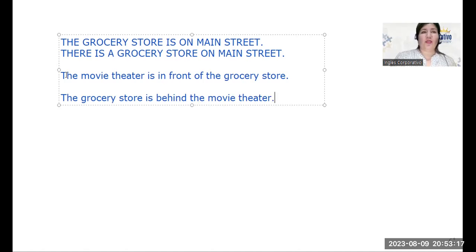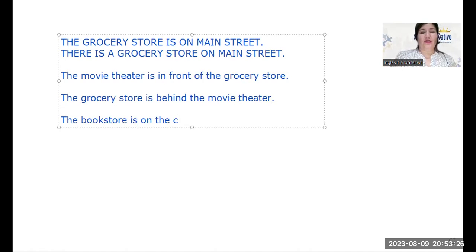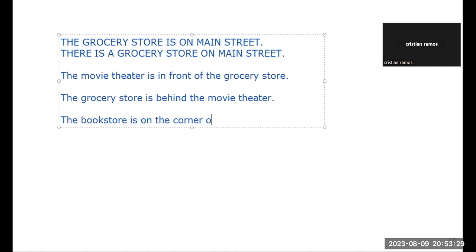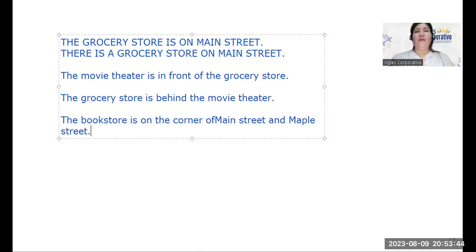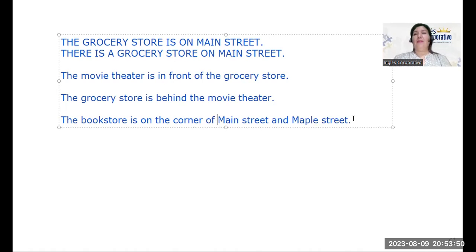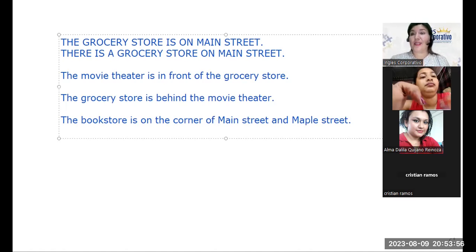On the corner. ¿Cómo hacemos una on the corner? Y ahí ocupamos las dos calles. So you say, the bookstore is on the corner of Main Street and Maple Street. Ahí no tenían avenida, solo calles. Si se fijan, cuando ocupamos on the corner of, ocupamos las dos calles, la avenida y la calle, right? No importa, pero ocupamos las dos, la intersección.